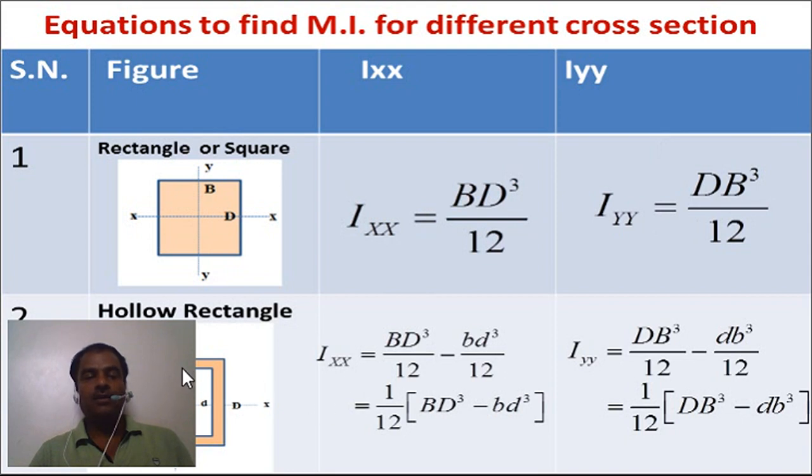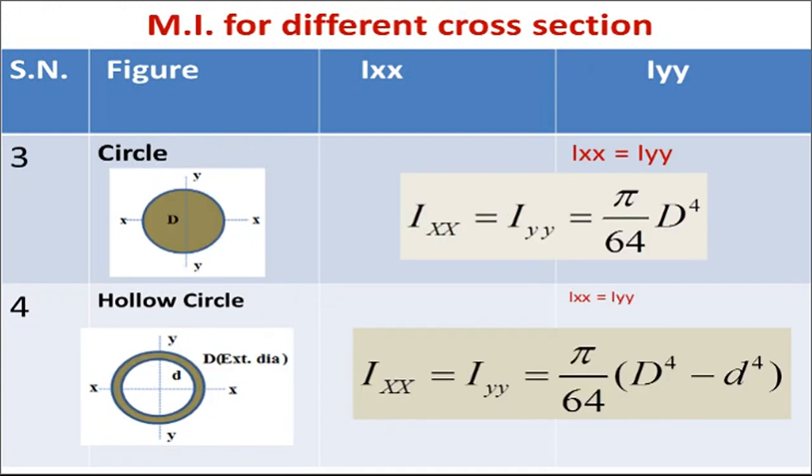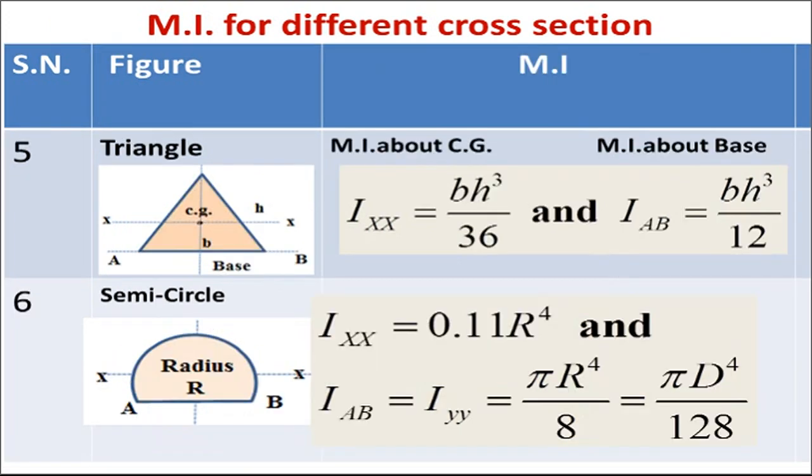Similarly, you can use it for hollow sections too. Here you can see for hollow rectangular section, it is BD cube by 12 minus small bd cube by 12. Small bd cube means the dimensions of the small inner rectangle. It is just a revision of the previous lecture. For circle it is pi by 64 d raised to 4. For hollow circle it is pi by 64 capital D raised to 4 minus small d raised to 4.